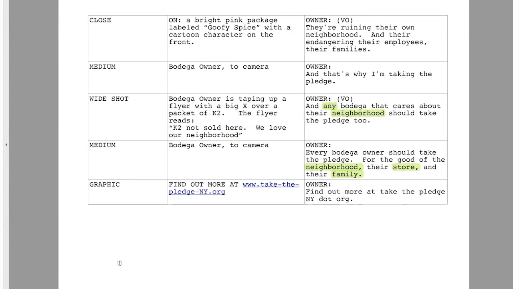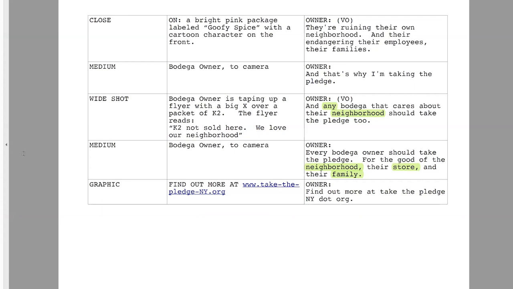Because remember, it's all about safety, neighborhood, store, their business. And then we say, find out more at takethepledgeny.org. Again, it's not going to win any Oscars, but it does do the job.